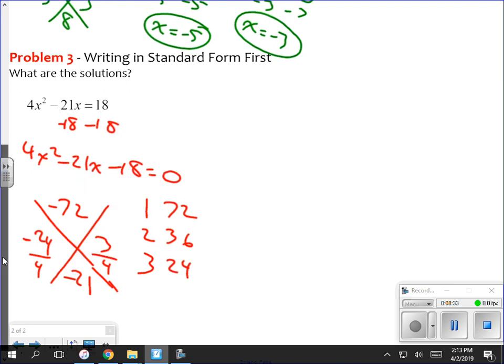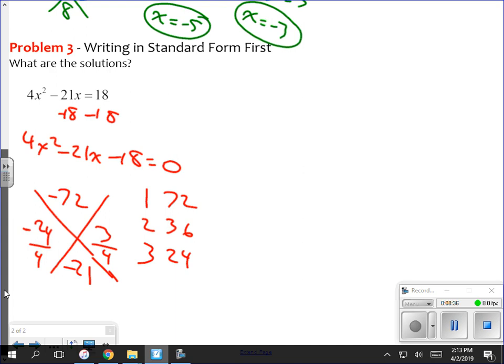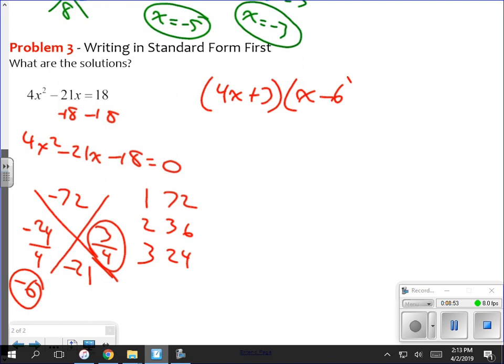See, I can do it right. Negative 24 over 4 gives me negative 6. That's what this reduces down into. So those are my two factors, negative 6 and 3 over 4. So that means I have 4x plus 3 times x minus 6 is equal to 0. Factoring on that one was kind of a pain, but once you get it factored, there you go.